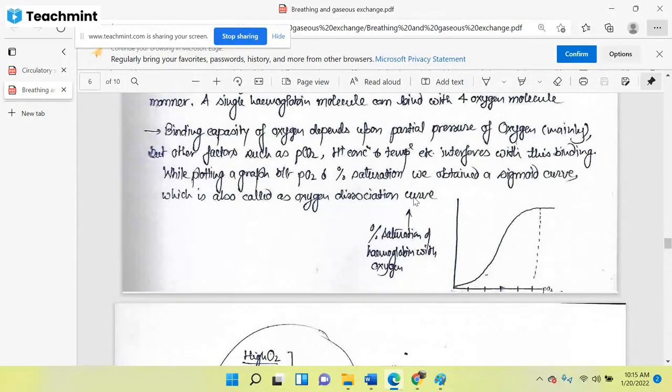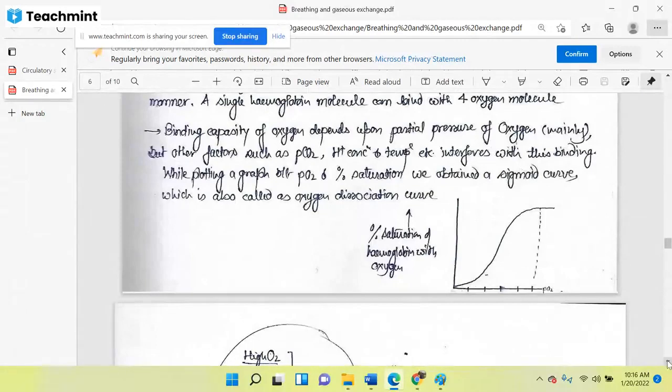Up to a certain concentration, up to a certain partial pressure of oxygen, hemoglobin allows the binding of oxygen, but after a certain limit it will not allow, because you know that only four oxygen molecules can bind with a single hemoglobin molecule, and the number of hemoglobin molecules is limited in the human body. So due to the limited amount of hemoglobin in the human body, we see saturation after some time, and this sigmoid curve is called the oxygen dissociation curve.